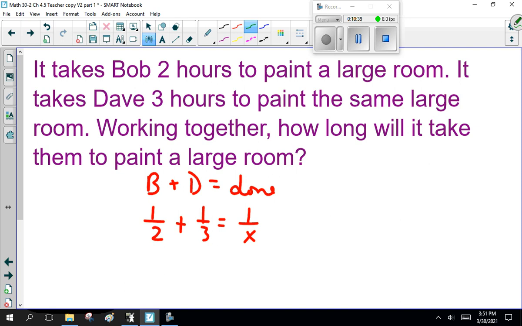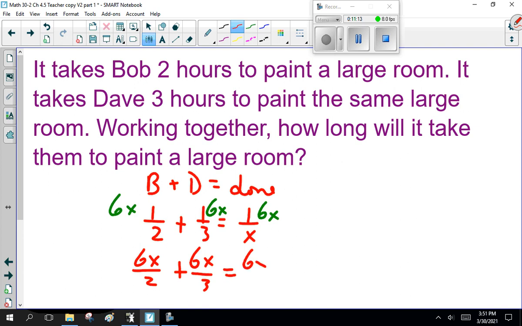As I said, I'd either ask you to set up the equation, or I'd give you the equation and ask you to solve. Here, Bob does 1 over 2 of the job per hour, and Dave does 1 over 3 of the job per hour. In total, how long is it taking both of them? Well, 2 and 3 and x, the common denominator is 6x. So I multiply everything by 6x. This is 6x over 2, this is 6x over 3, and this is 6x over x.